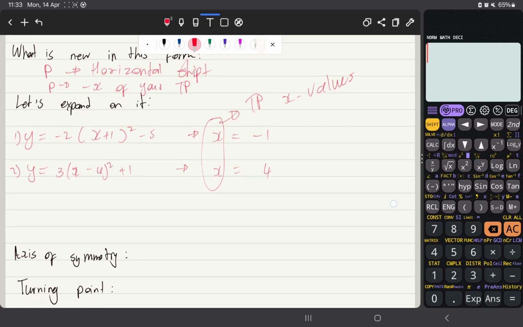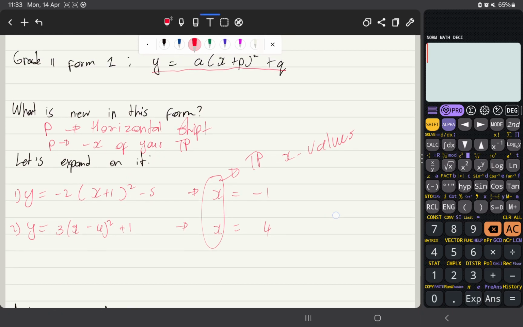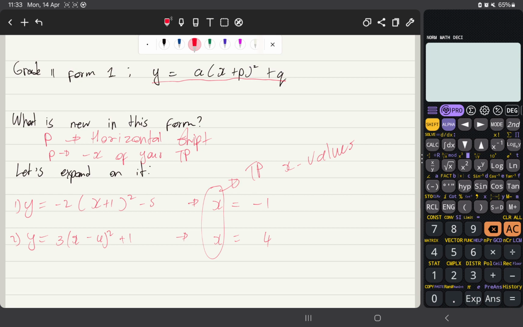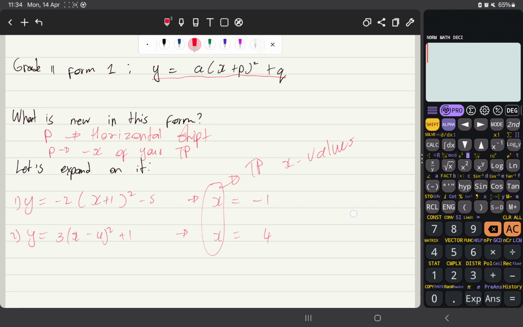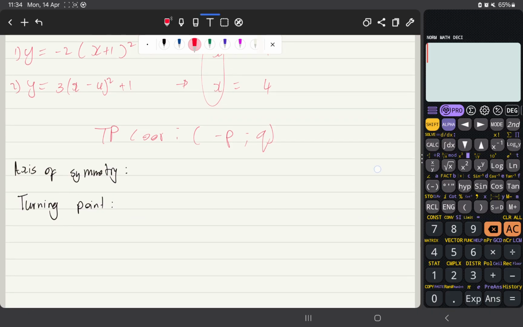So yeah, this is it. Just want to see if I'm not missing anything. P is the vertical shift, of course, and P is the minus value of your turning point. Since I've already spoken about the Y value of a turning point and the X value of a turning point, I can just say turning point coordinates. We start with the X value, which is minus P, and then Q. So yeah, this is just it.